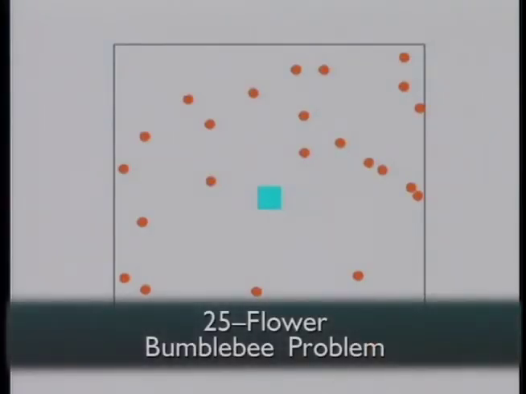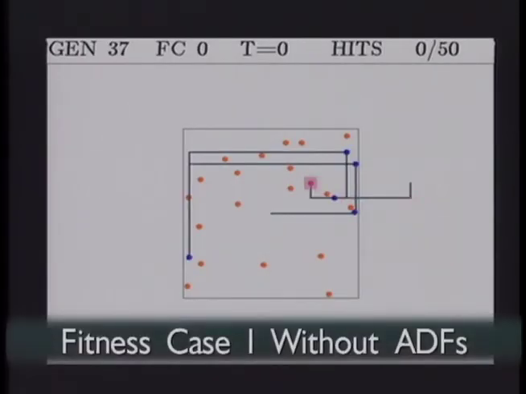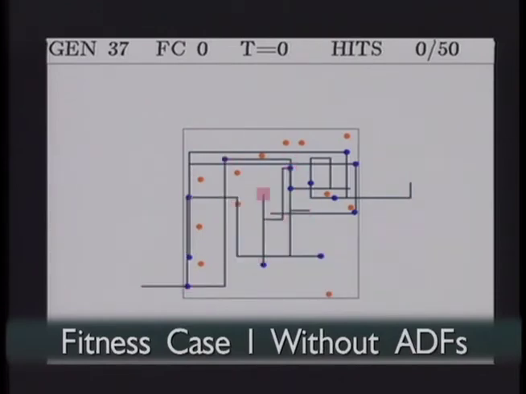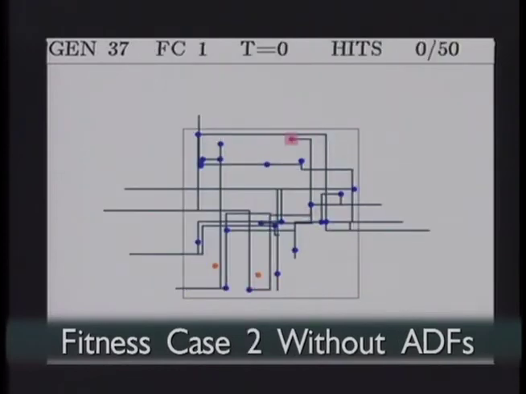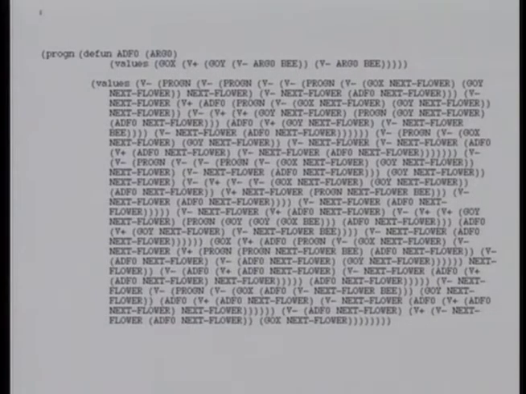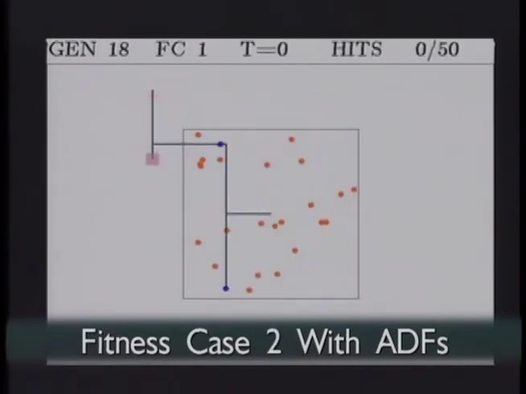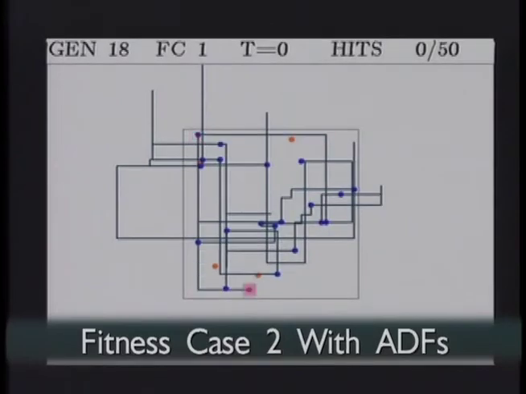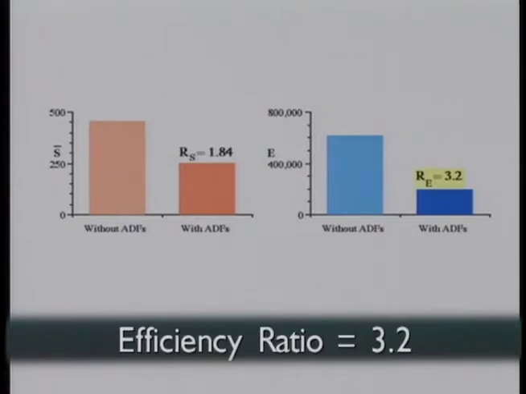When the bumblebee has to visit 25 flowers, genetic programming without automatically defined functions evolved this 525-point program that performs the task. The available functions and terminals enabled the bee to make decisions based on floating point coordinates and navigate in its 2-dimensional world. Fitness is the number of flowers visited. However, this much smaller 219-point program, evolved using automatically defined functions, executes the required tour in a more orderly and repetitive style on this first fitness case, as well as on the second one. The computational effort is 612,000 without automatically defined functions, but only 192,000 with them, for an efficiency ratio of 3.2.